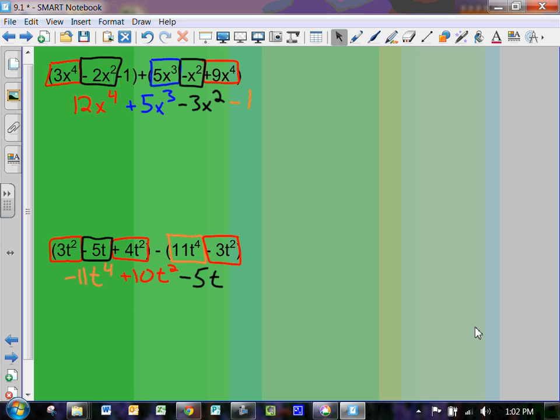And the last one, in orange, we've got an 11t to the fourth, which is positive on the right-hand side. Remember, there's none of them on the left, so you have 0t to the fourth minus 11t to the fourth, which gives you negative 11t to the fourth. Then we go to our t squared, so we have 3t squared plus 4t squared on the left-hand side. That gives us 7t squared. We combine those two. And you're subtracting negative 3, which means you're adding 3, which gives you a 10t to the second. And then the last one there is the one in black, which just becomes a minus 5t. So negative 11t to the fourth plus 10t squared minus 5t.